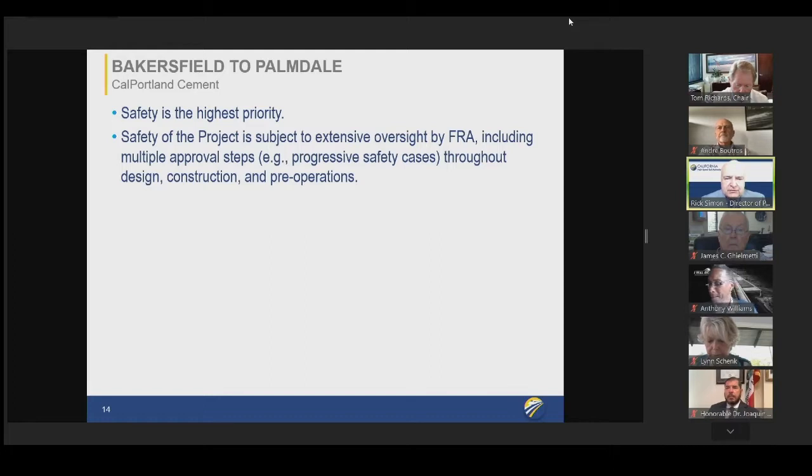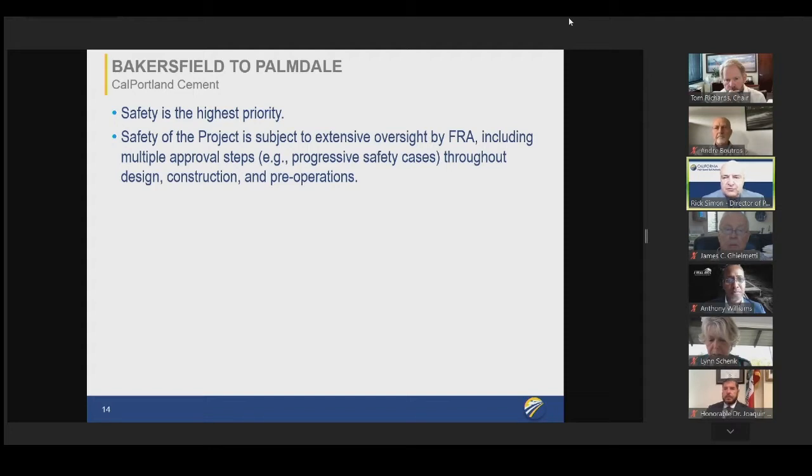I touched on the safety case. This is an important thing to understand. We go through an extensive process with FRA, multiple approval steps as we do it through final design and even into construction and then pre-operations. We will be submitting a safety case to FRA that will give us comments. We'll do more design. It's an iterative process, multiple submittals, and this extends even beyond construction.